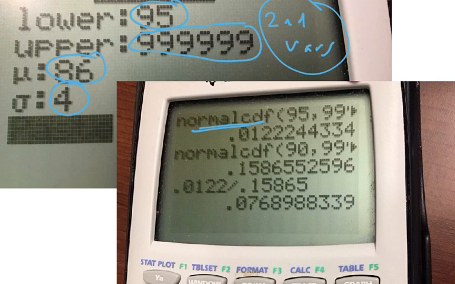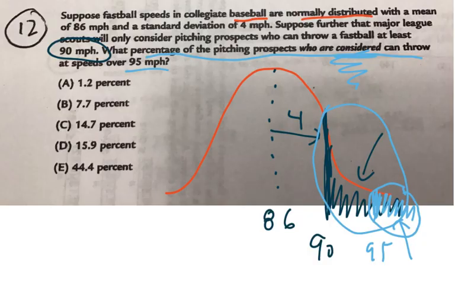Then we're going to do normal CDF again. And this time we're going to do it with 90. So instead of 95, we're going to do 90 up to 99,999. Same mean and standard deviation, right? And that's going to find us the probability of this right here that I'm showing in green. All those greater than 90. And so we want to know what percent 95 is out of the 90.